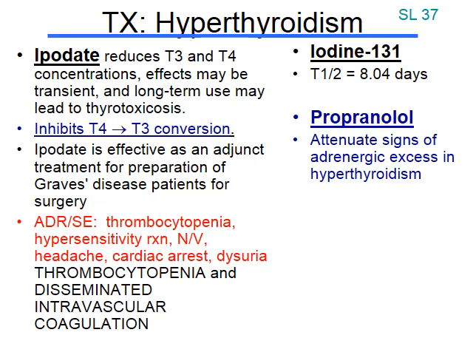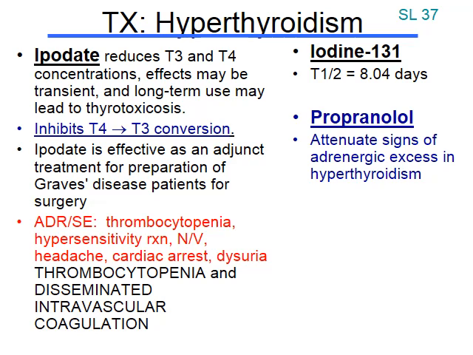The adverse reactions primarily associated with Ipodate that are serious and worth being aware of are things such as thrombocytopenia, hypersensitivity reactions, nausea and vomiting, headaches, cardiac arrest, dysuria. And of course, we're seriously concerned about the risk of thrombocytopenia and disseminated intravascular coagulation that can occur.